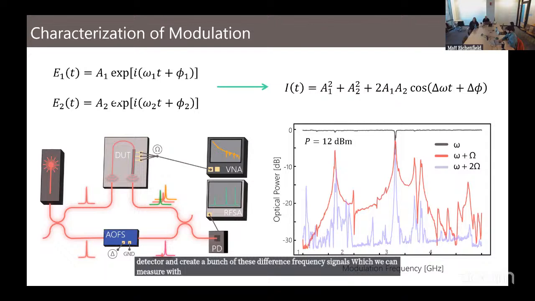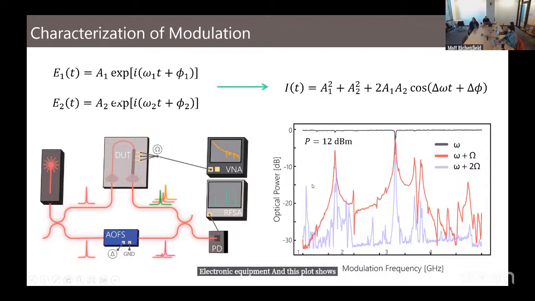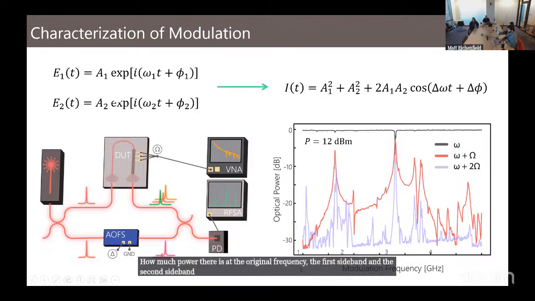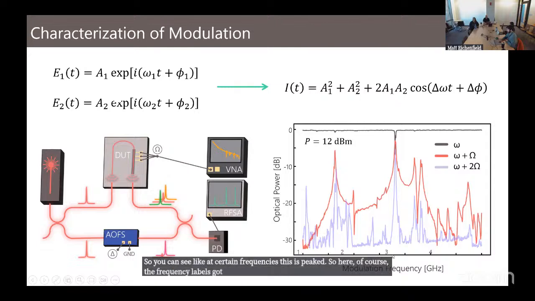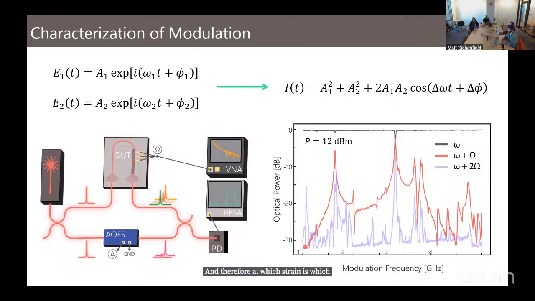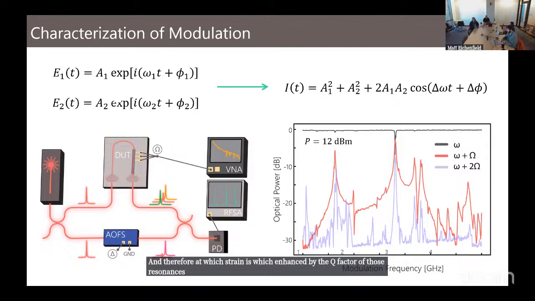This plot shows, after going through that data, how much power there is at the original frequency, the first sideband, and the second sideband, as a function of the frequency at which we drive the device. You can see that at certain frequencies, this is peaked. Of course, the frequency labels got moved around somehow, but this would be around 1 gigahertz, and this peak would be around 2.3 gigahertz. Those peaks are frequencies at which there's a mechanical resonance, and therefore strain is enhanced by the Q factor of those resonances. And so we get much stronger modulation.